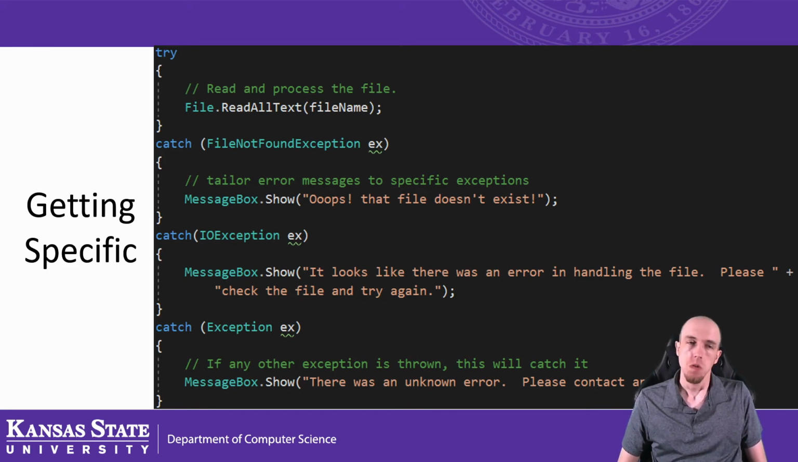Like here, we may know of the file not found exception or expect that they are trying to open a file that doesn't exist. Or maybe there was an error in handling the file, like maybe the file was corrupted, or something bad happened to the file while it was trying to open in any way, shape, or form. That would be, generally speaking, the IO exception. But what if the exception is neither of those?